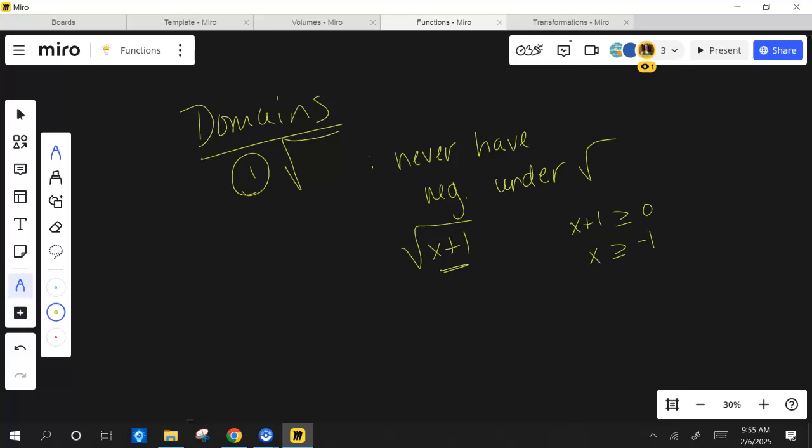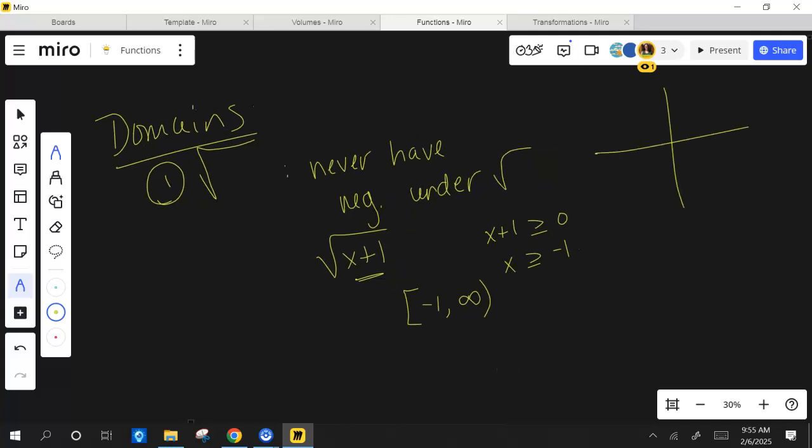So my domain on this one, if I write x is greater than or equal to -1 in interval notation, what do I get? Give it to me in interval notation. What does x is greater than or equal to -1 look like in interval notation? Keep going to infinity. If I were to graph this, I'm at -1, it looks like this. What's the domain of that function? -1 to infinity. Instead of looking at it graphically, I'm doing it algebraically.